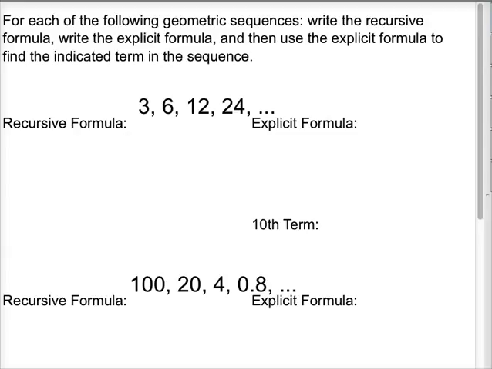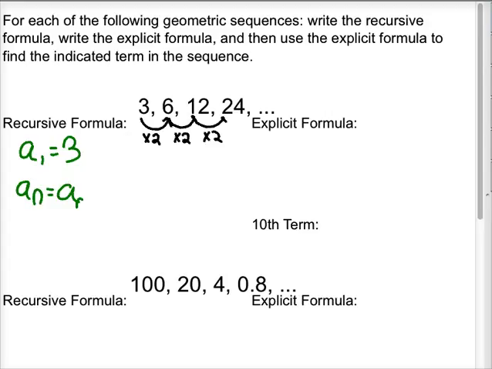So this first one, I think is pretty easy to see what I'm multiplying by. To go from term to term, I'm always multiplying by 2. So recursively, what this will look like is I state my first term and I state that for any term, I take the previous term and I'm going to multiply by 2. Okay, but you need both pieces just like you did with arithmetic.